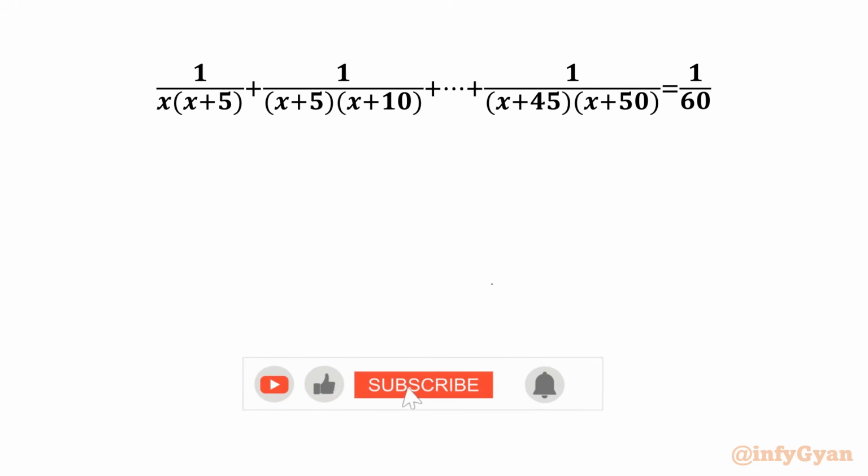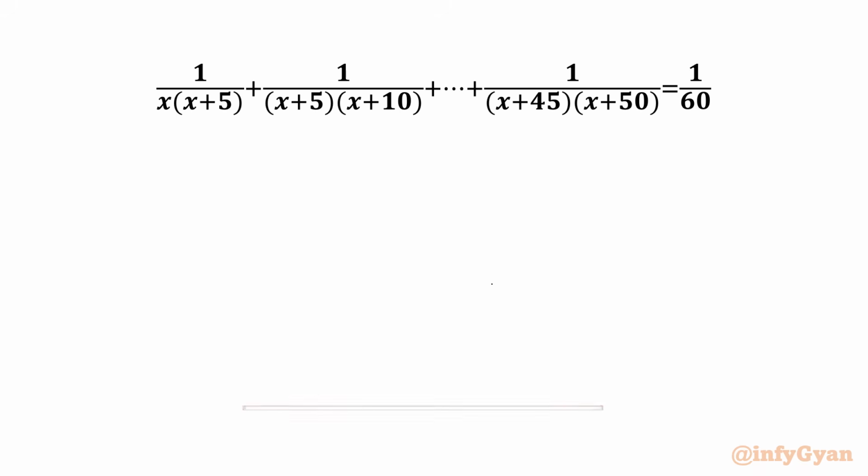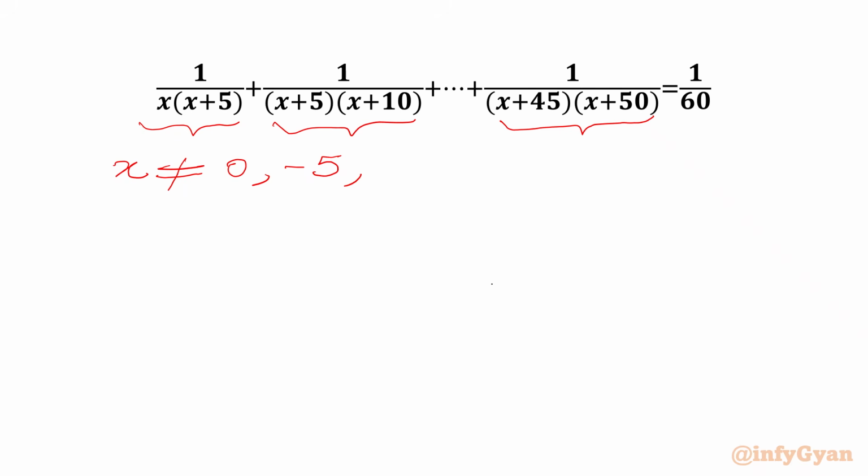Today in this video we have another very interesting problem from algebra. So let's get started. Our denominators cannot be 0. So we'll write here our x cannot be equal to 0, cannot be negative 5, cannot be negative 10, cannot be negative 15, negative 20, negative 25, up to negative 50.